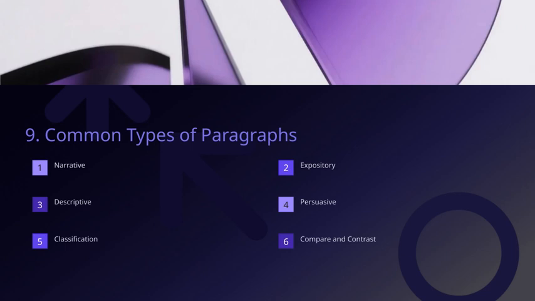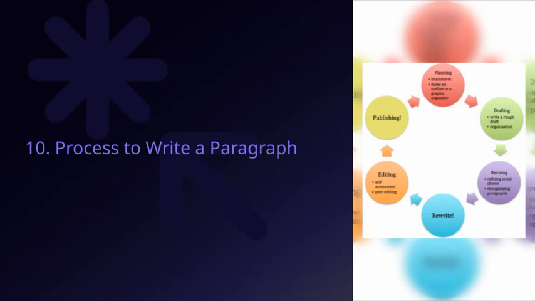Lastly, we have the compare and contrast paragraph. This type examines similarities and differences between two or more subjects, helping readers see connections or distinctions. These different paragraph types are fundamental tools that support our overall message and make our writing more effective. Now, let's walk through the process to write a paragraph.